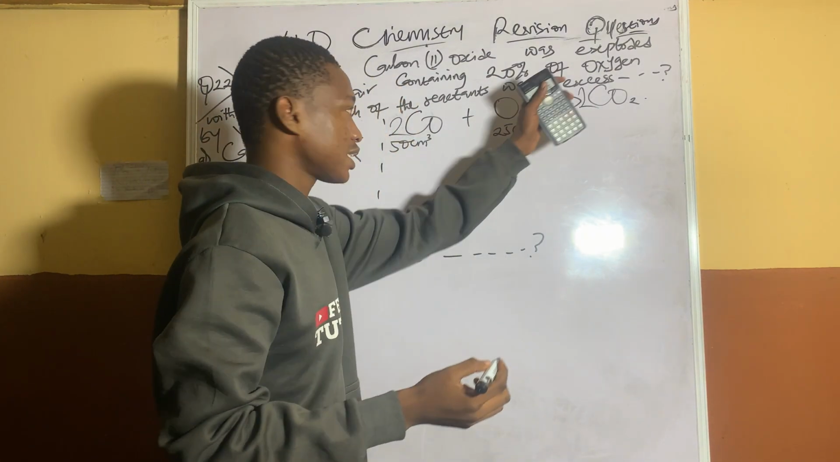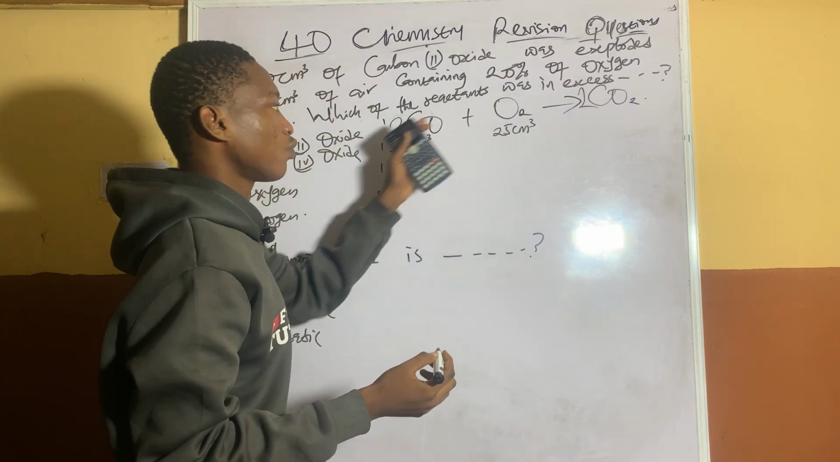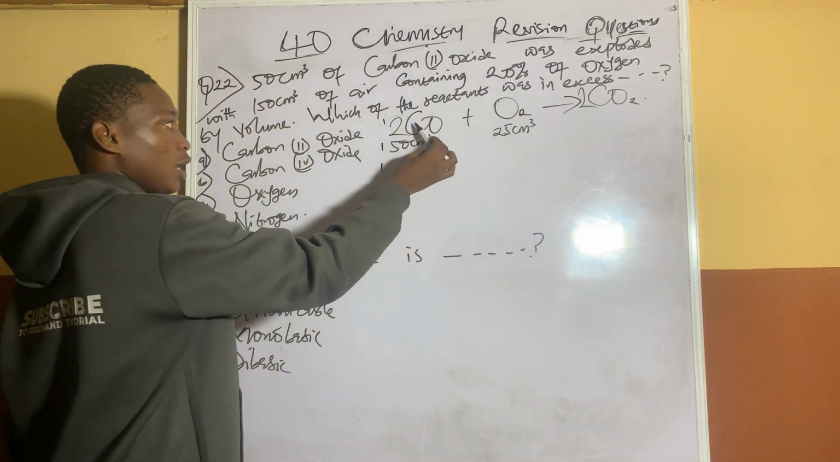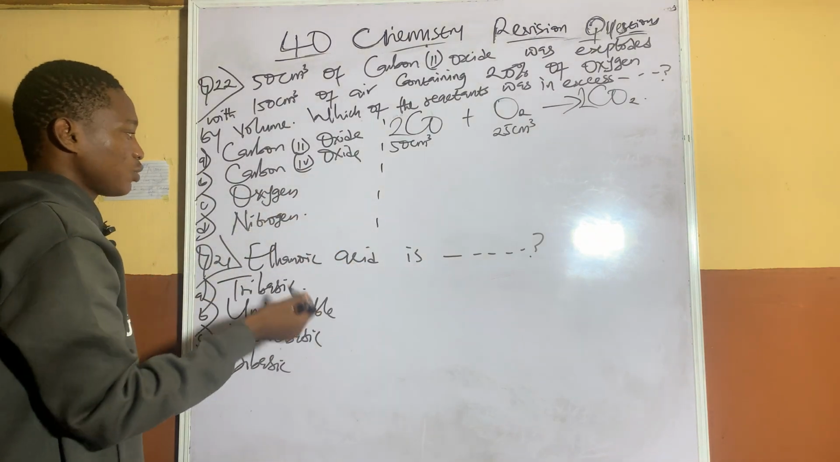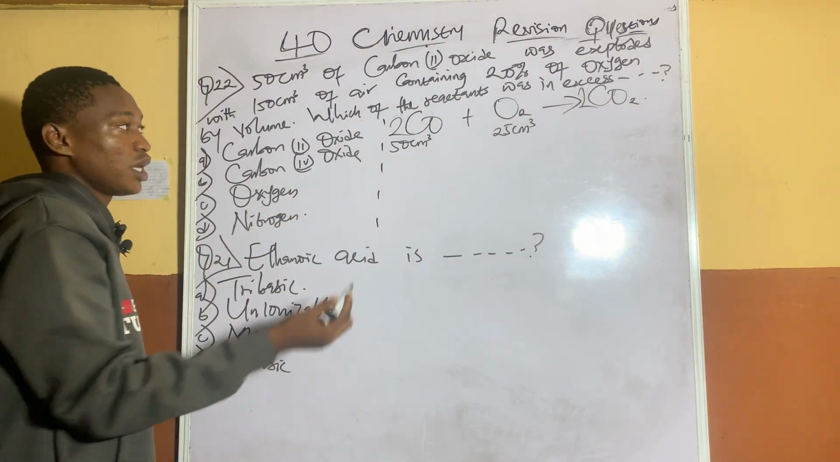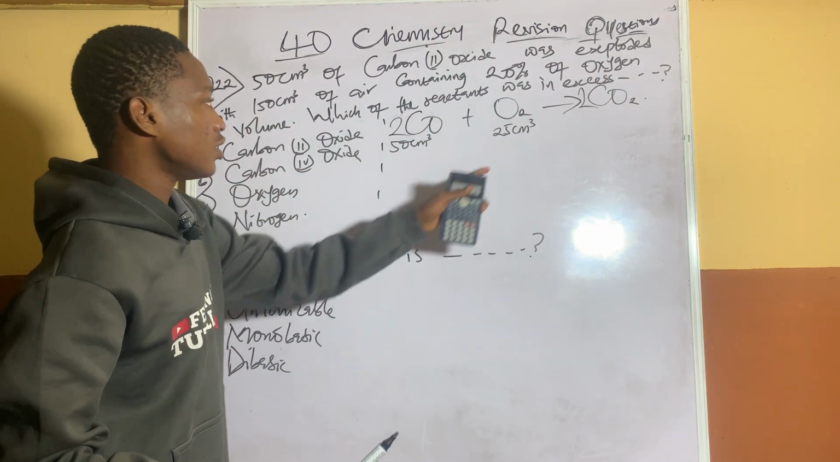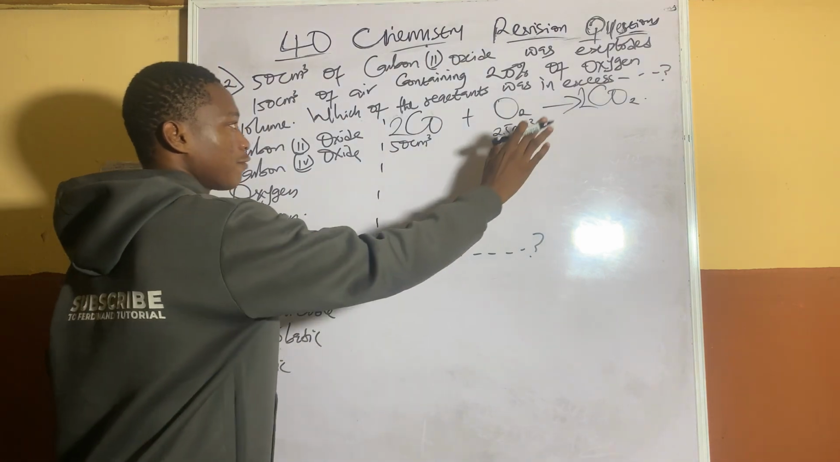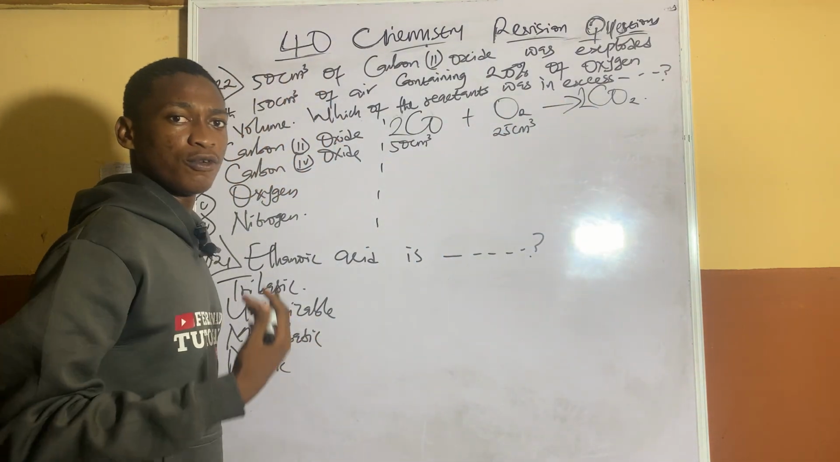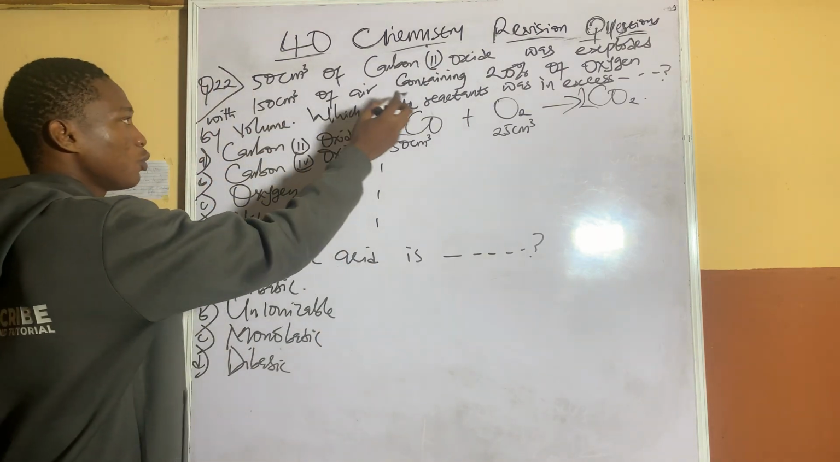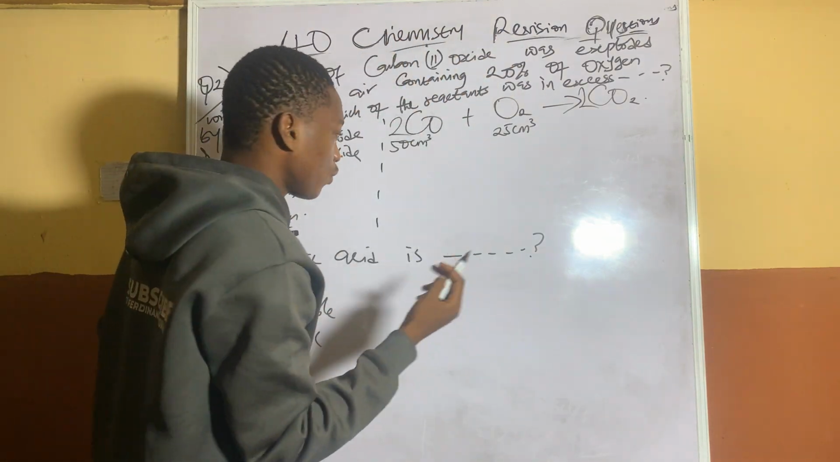Because we're talking about reactants, let's leave the product. They're asking us of what? Of reactants. The 2 reactants here are carbon monoxide and oxygen gas. So that means carbon 4 oxide is not an option. Nitrogen is not an option, because these are the 2 reactants. Now, this is what is needed for the reaction. But during explosion, another volume was introduced. We say 150 cm cube of air containing 20% of oxygen.